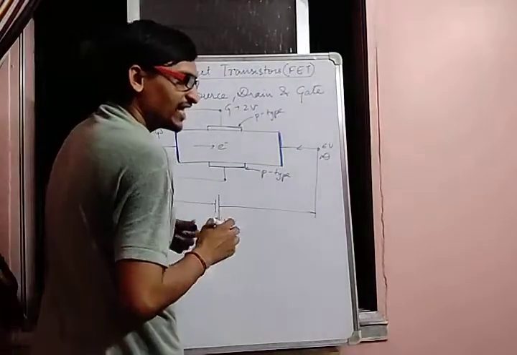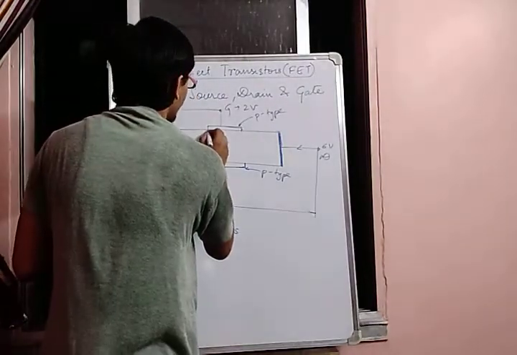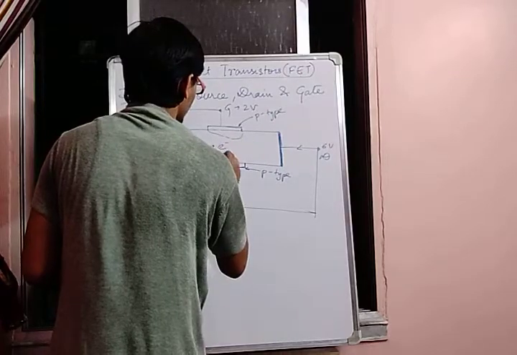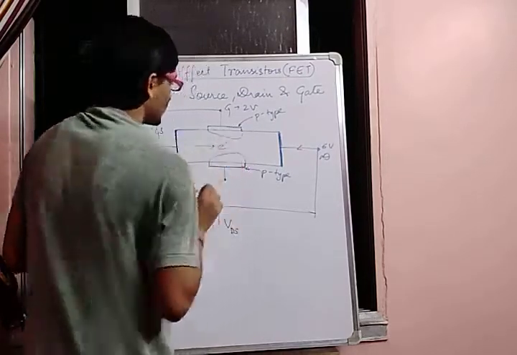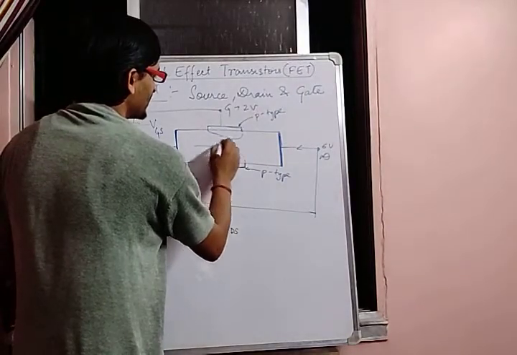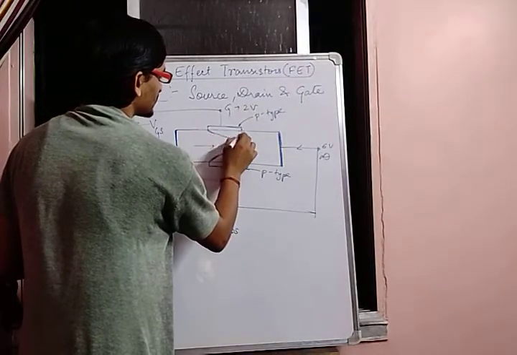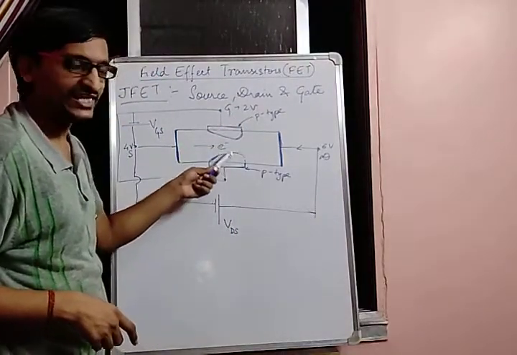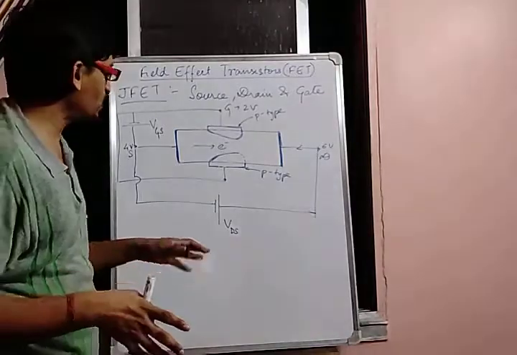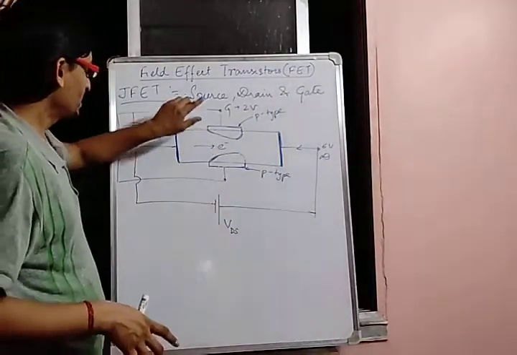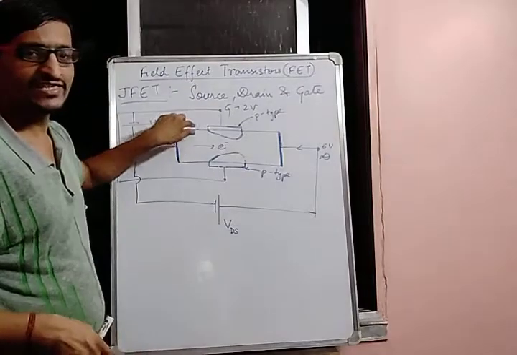So as a result, a depletion region will be created somewhat like this. You can easily see that the width of this depletion region is more towards the drain side. Why is it happening so? Because you just see from the polarity of the voltage source connected. This gate to source terminal is reverse biased.